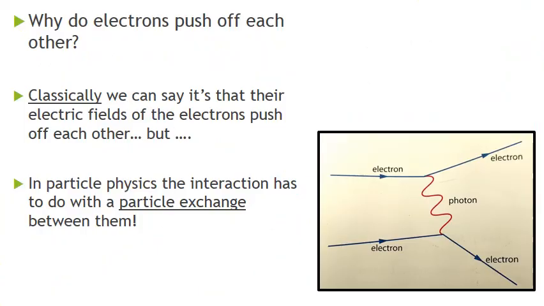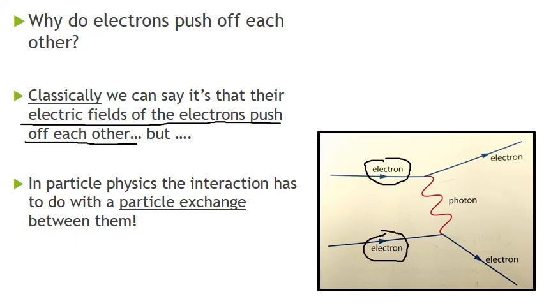Now, what's interesting with the electromagnetic force, classically what we've been talking about, is that the electric fields are pushing off each other. But actually, what's happening according to the standard model is that there's an actual exchange. So here's an electron, right? And this electron are both moving, and they interact with each other. They push off each other. This electron takes off this way, and the other electron takes off this way.